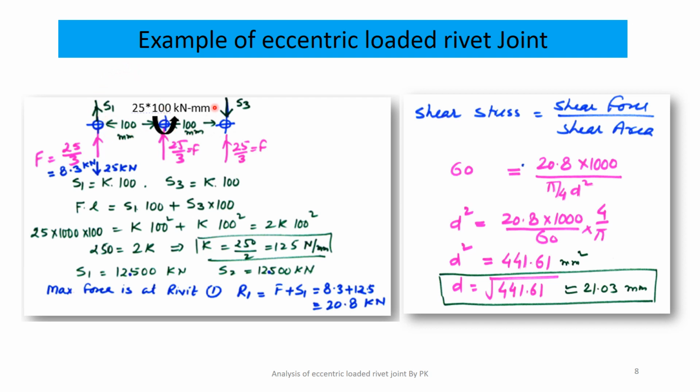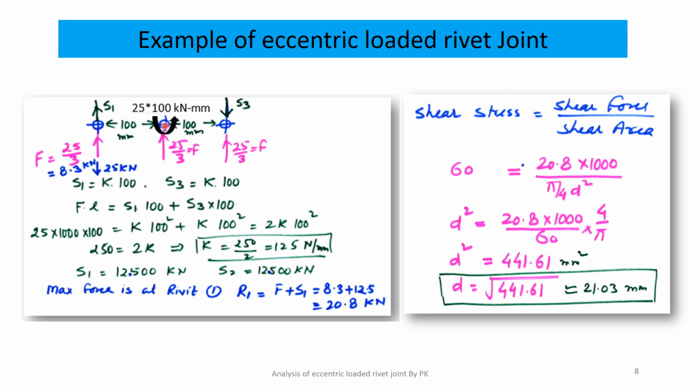Similarly, the couple of this force, or the moment of this S3 about this CG, is S3 into 100 in the clockwise direction. This way they will balance the couple because of the 25 kN force about the center of gravity here. Now we see that there is no S2 force because the distance of this rivet from the CG is 0.